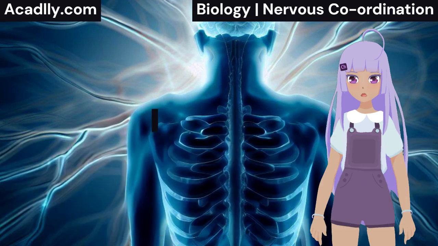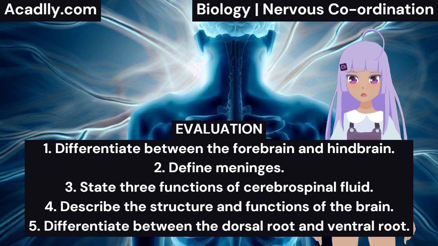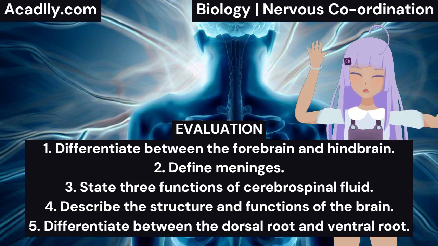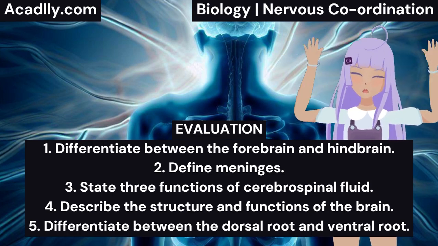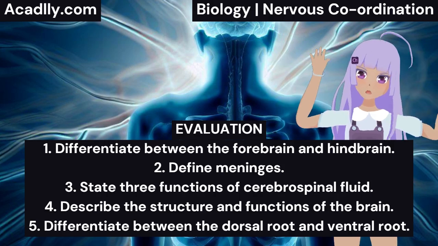entities. Evaluation. 1. Differentiate between the forebrain and hindbrain. 2. Define meninges. 3. State three functions of cerebrospinal fluid. 4. Describe the structure and functions of the brain. 5. Differentiate between the dorsal root and ventral root.